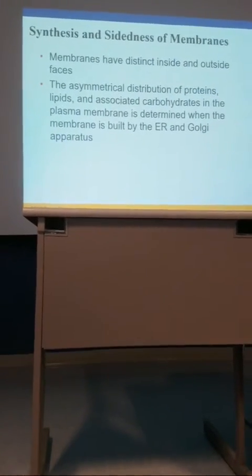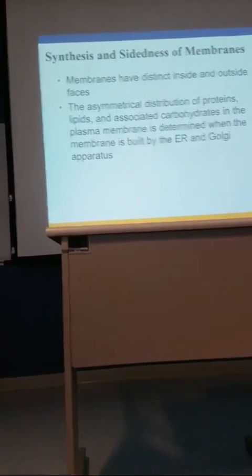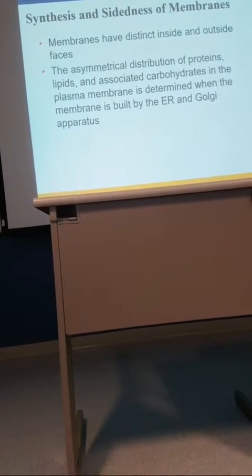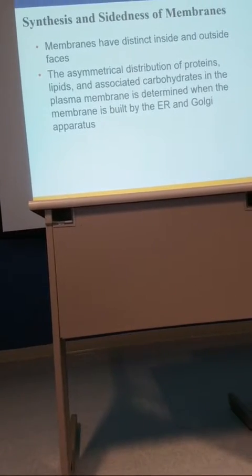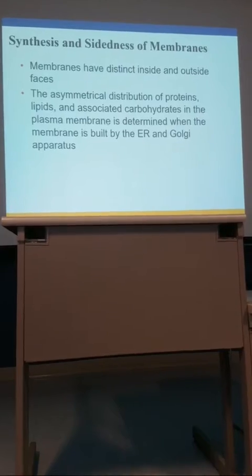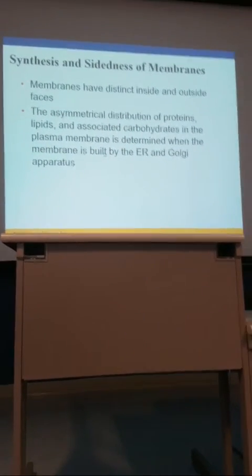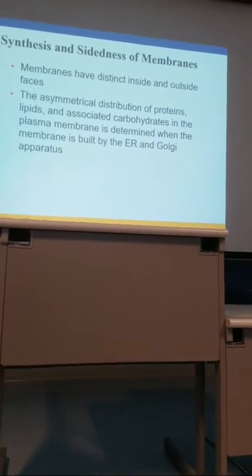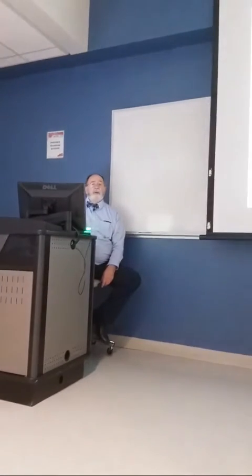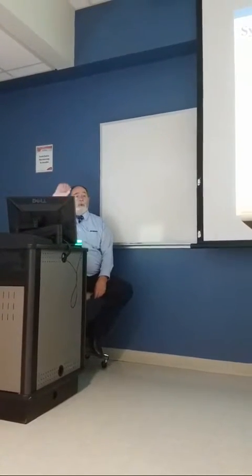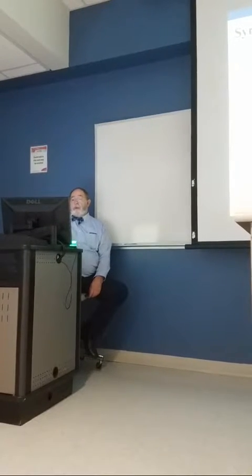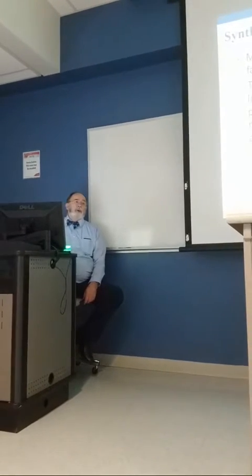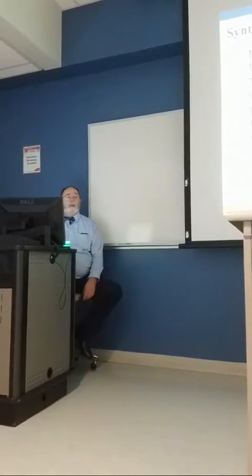Remember this part. We've covered this before, but you probably get a question on it. The distribution of the proteins, lipids, and associated carbohydrates in the plasma membrane is determined when the membrane is built by the ER and the Golgi. They work together. ER actually makes it, the Golgi transports it to where it's supposed to be. So if you have the question, where is the membrane built, you can answer both, ER and the Golgi.